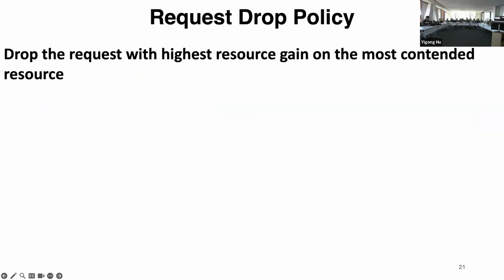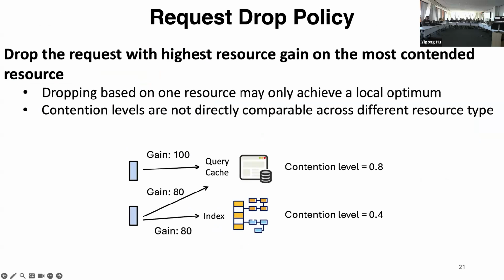this buffer. But there's a problem in this design, which is that in the application, there's not only one resource, you have hundreds of resources. Like you have the query queue, you have the index. If we just drop the request on the most contended resource, you might be biased to just this local optimum.